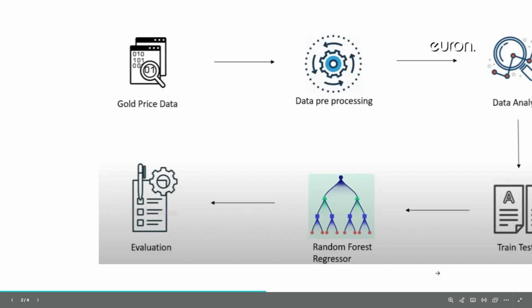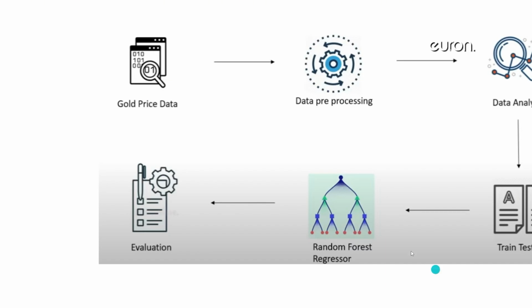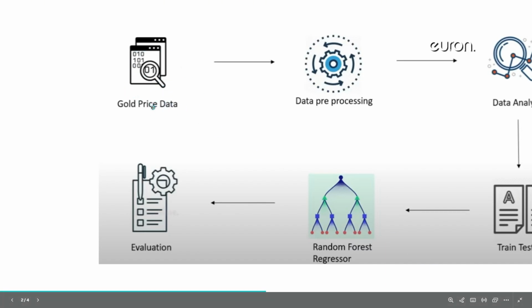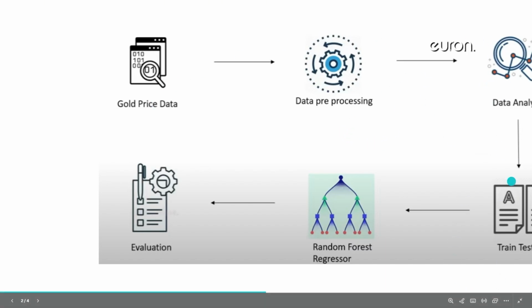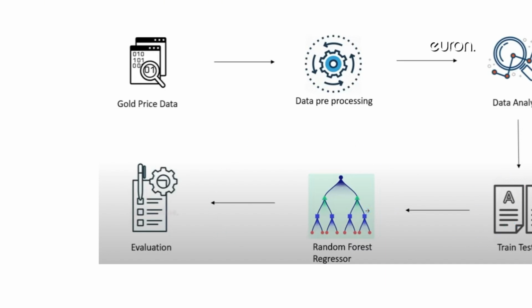So this is the workflow of the project. First of all, we'll be getting the gold data. Then we'll pre-process the data. Then we'll perform some basic data analysis. Then we'll do the train test split operation. Then we'll be training one model called random forest regression. This model will be trained, and after that we'll do the evaluation. Then you can do the single data prediction. I think I already showed you how to perform it. So let's open up our Google Colab, and let's start implementing the entire project.